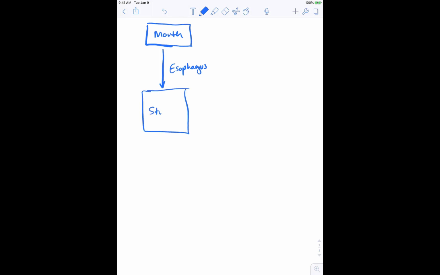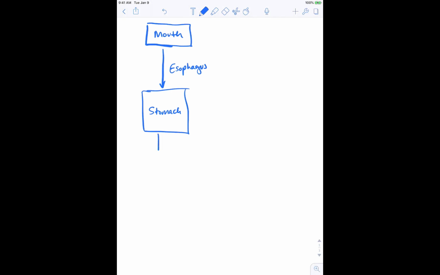All right, so I've been asked by a number of you to start to discuss the digestive system and what is the pathway through the digestive system. So I'm going to start with a basic overview and then kind of break the structures down individually. So of course you know that food starts in the mouth. And then from there it goes down the esophagus to the stomach, and that's through the cardiac sphincter, also known as the lower esophageal sphincter.